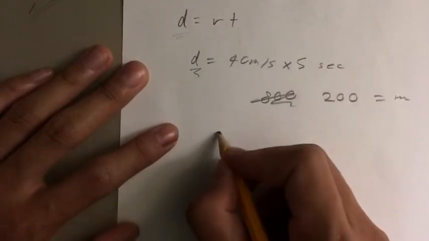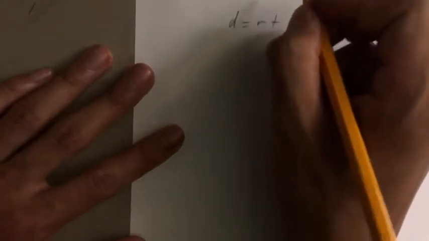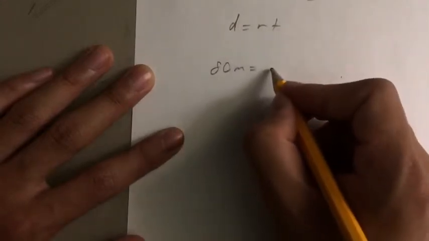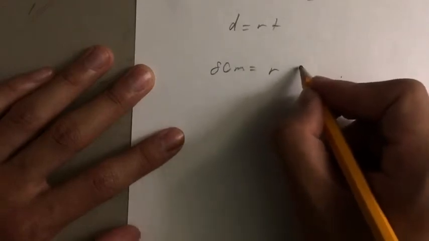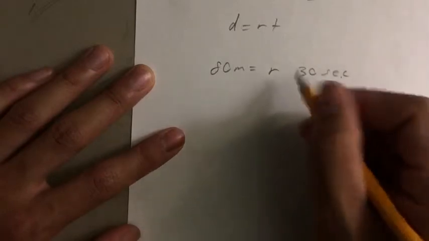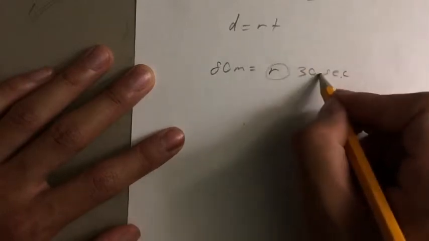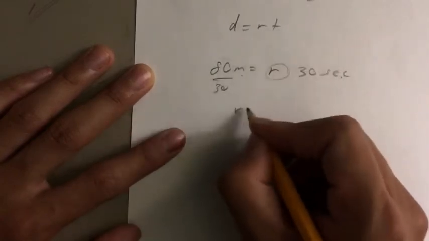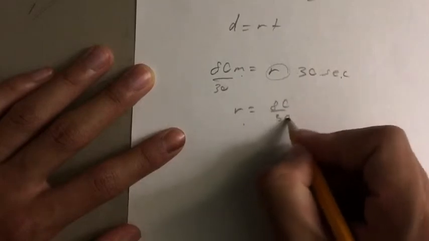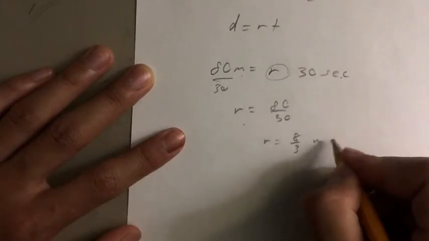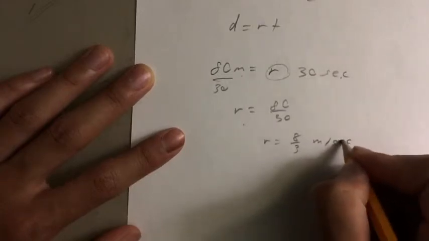Now let's solve for rate, d equals rt, write the equation. So someone travels 80 meters, and they're traveling at some speed, and they're traveling for 30 seconds. So how fast were they traveling, if it takes them 30 seconds to travel 80 meters? Well, you want to get r alone, so 80 divided by 30, r equals 80 over 30, r equals 8/3 meters per second.